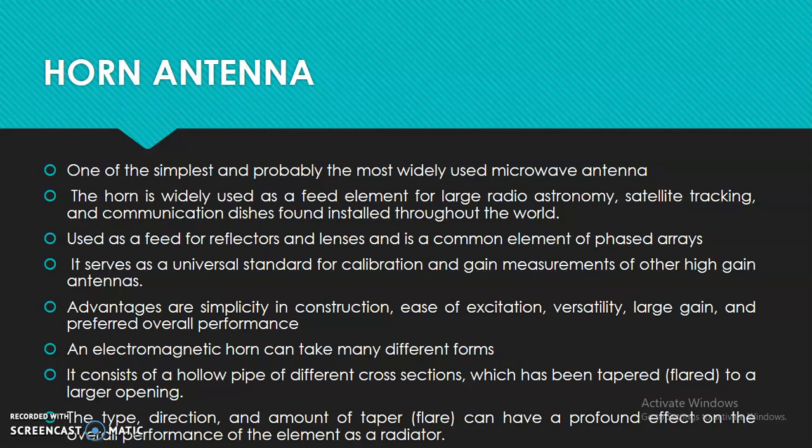An electromagnetic horn can take different forms, different structures. I mean, different types of horns are there. It consists of a hollow pipe of different cross sections which has been tapered to a large opening. You will understand it when you see the figure in the next slide. The type, direction and amount of taper, the flare, the opening, can have a profound effect on the overall performance of the element as a radiator.